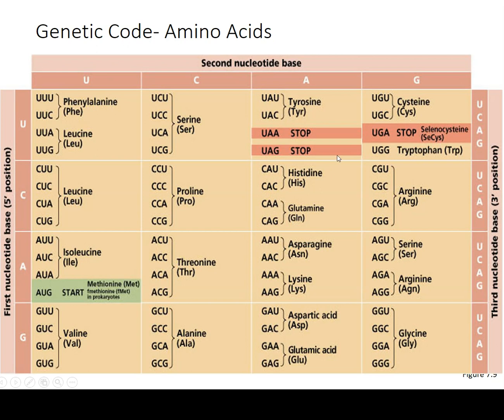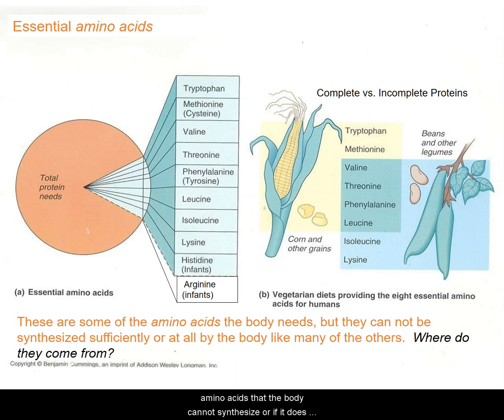Okay, this is a chart of the amino acids with the codons. 20 amino acids. Now, essential amino acids are amino acids that the body cannot synthesize, or if it does, it doesn't make enough of them, so you have to get them from the food you eat. There are essential amino acids and essential proteins, and these are proteins that your body's not able to produce by itself. And essential amino acids, your body can't make these, so you have to get them in your diet.